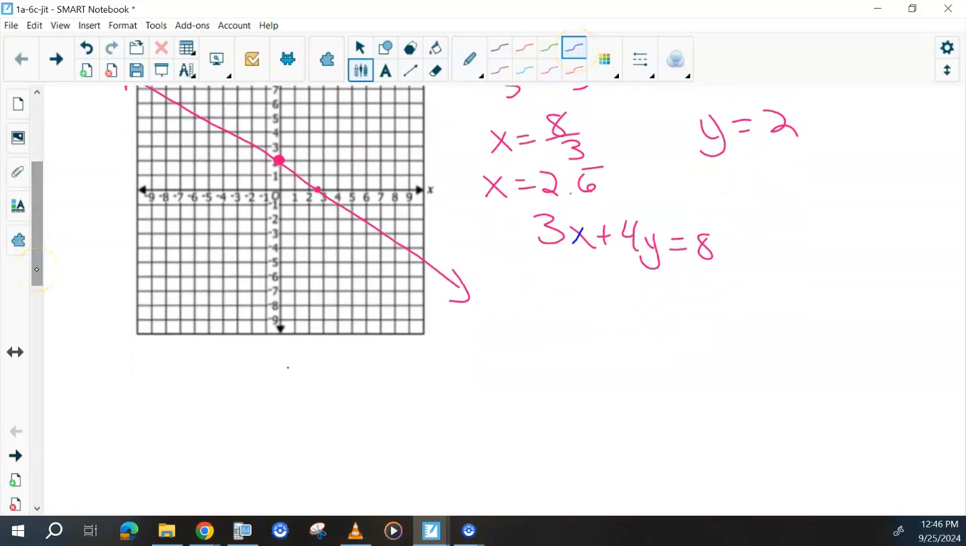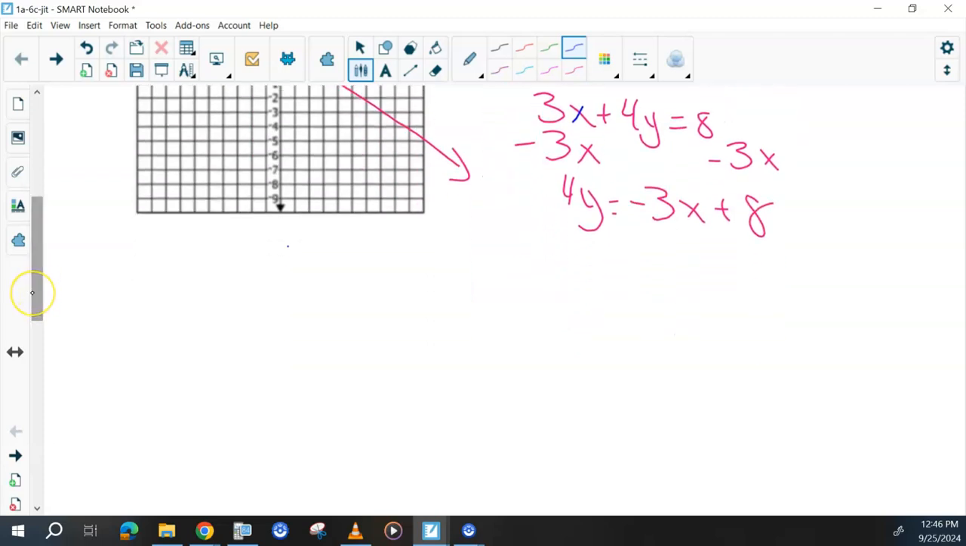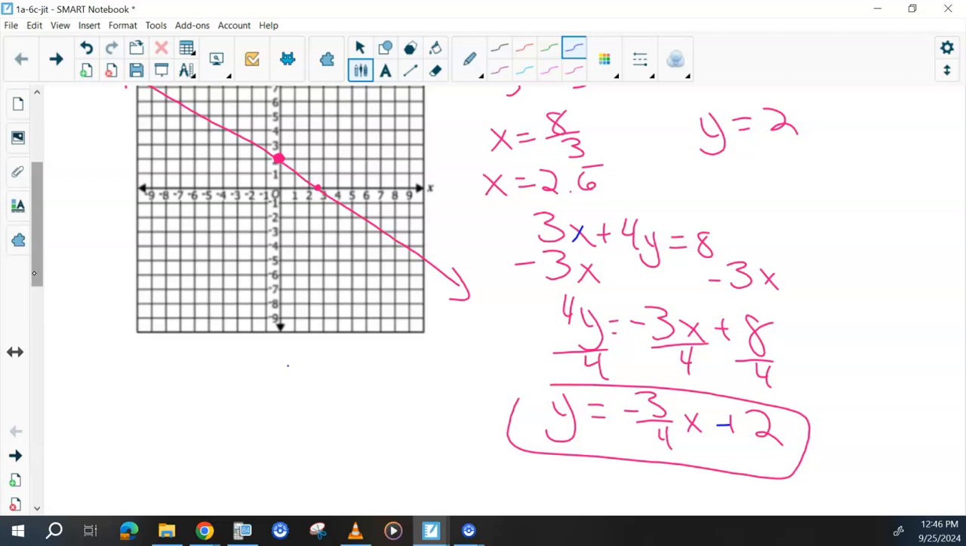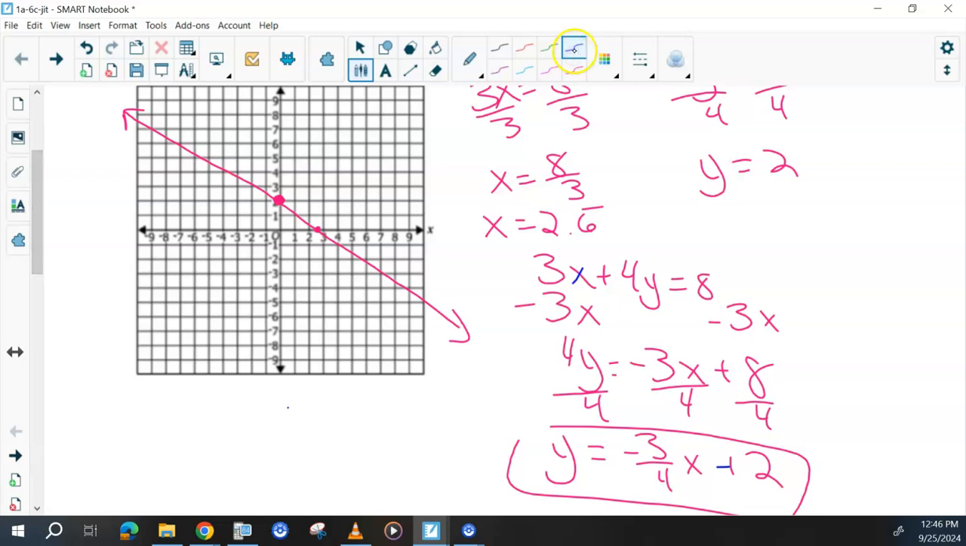So if I was doing that, I would get rid of the 3x, subtract it on both sides. Switch these two and divide everything by 4. So we get y equals negative 3 over 4x plus. Still going to start at the same y value, but now I can use my slope points. Go up 3, to the left 4, as many times as possible.